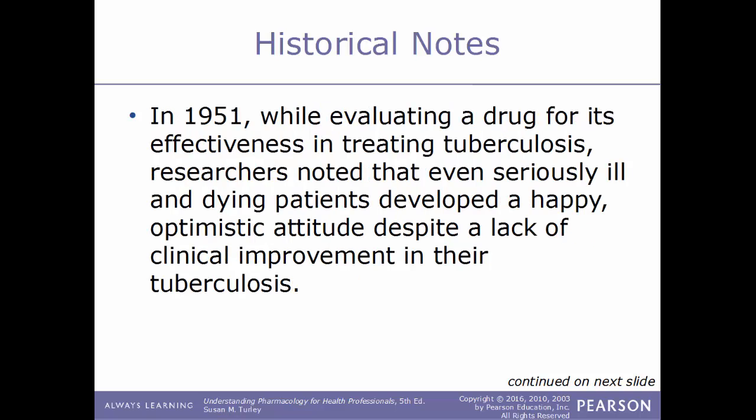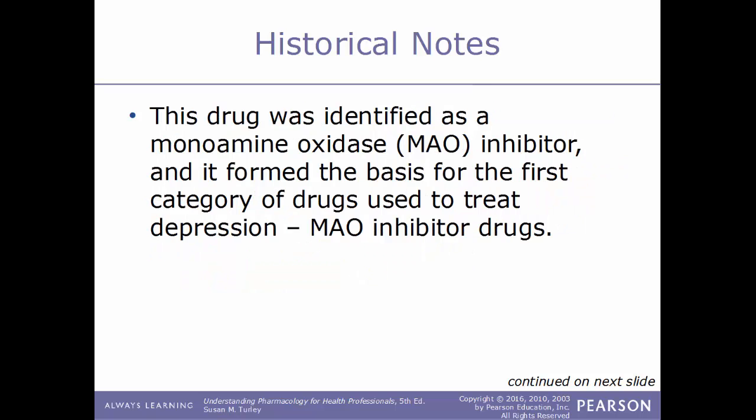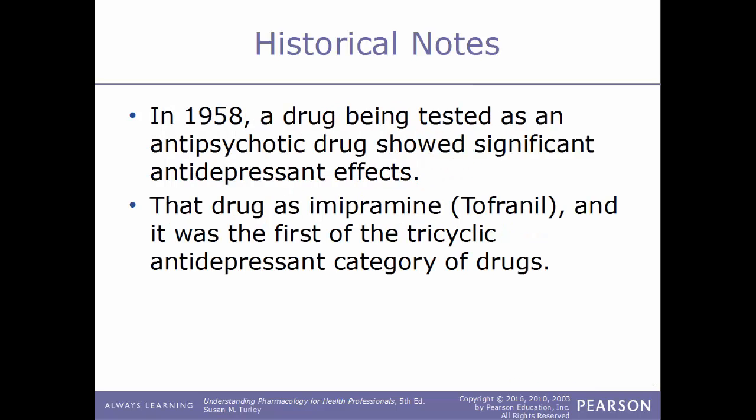In 1951, while evaluating a drug for its effectiveness in treating TB, researchers noted that even seriously ill and dying patients developed a happy, optimistic attitude despite the lack of clinical improvement in their TB. And this drug was identified as a MAO, monoamine oxidase inhibitor, and it formed the basis of the first category of drugs that was used to treat depression, MAO inhibitors. In 1958, a drug being tested as an antipsychotic drug showed significant antidepressant effects.